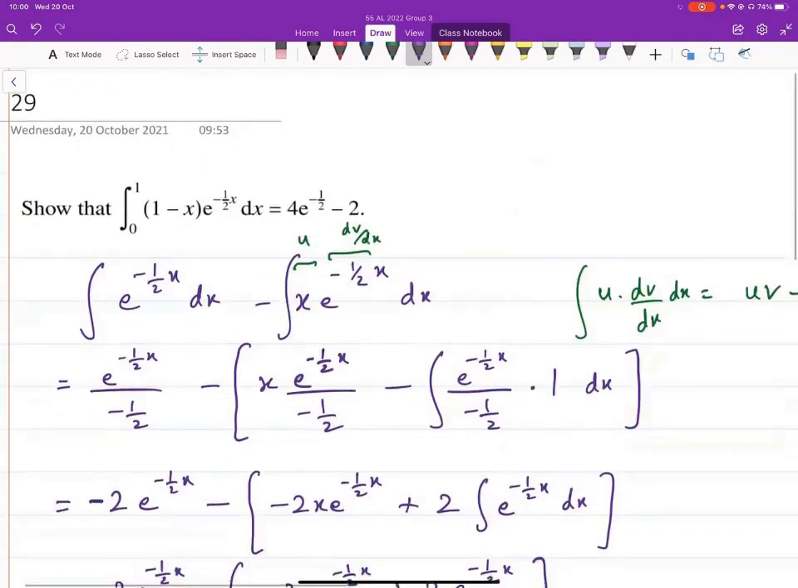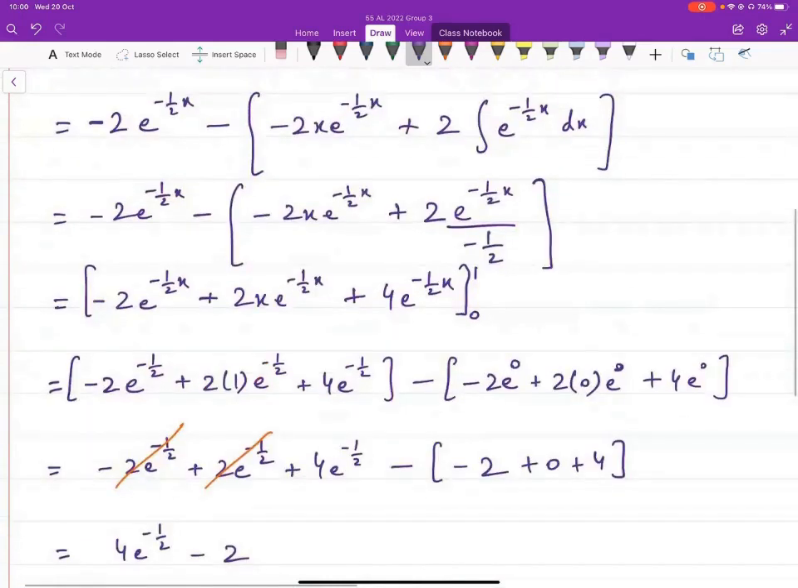What did we have to show? That's exactly what we had to show there: 4 e raised to power minus half minus 2.